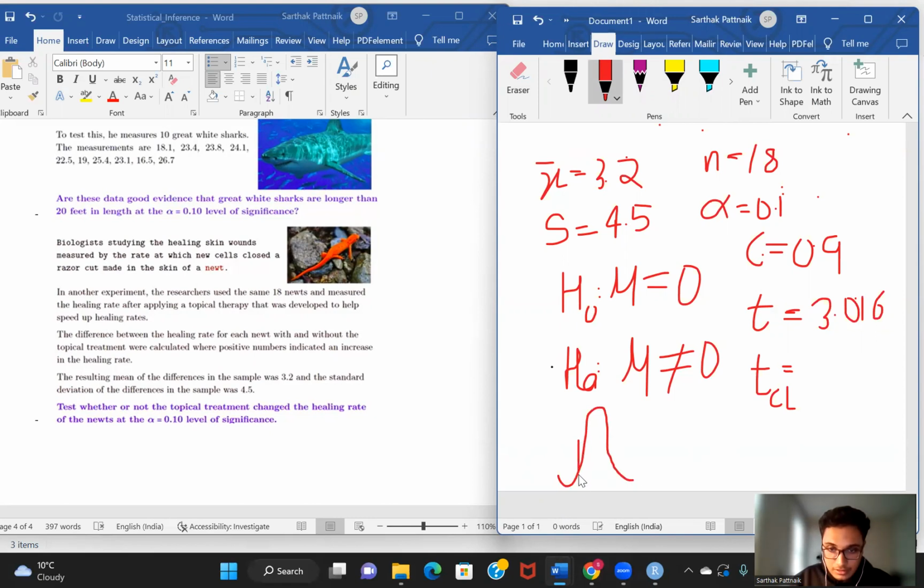Okay, this in the middle, this is 0.9. And using the property of symmetry, we can say that these two areas towards the right and towards the left are equal. So if this is 90% and combined these two become 10%, so each of them becomes 5%.